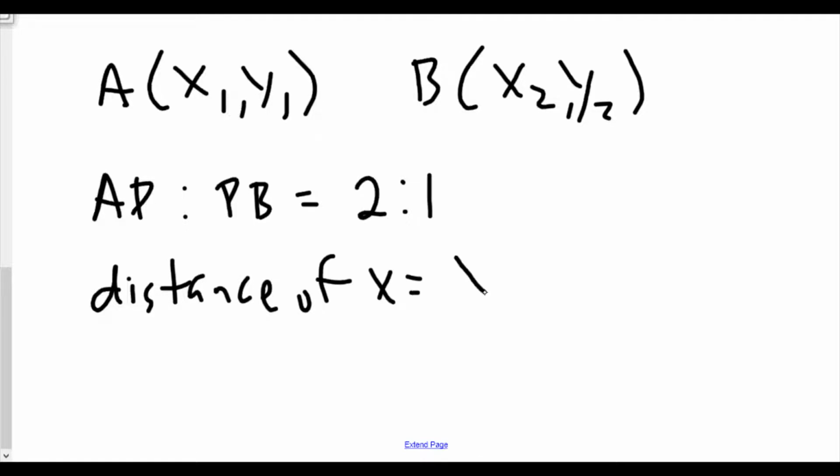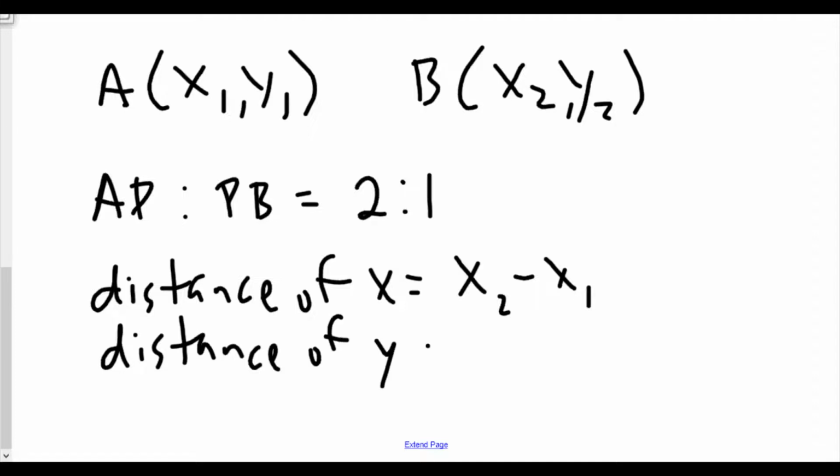Our distance of x is equal to x2 minus x1. So in this case, how far we're traveling from x1 to x2 is our difference. And sometimes it can be a negative value as well as a positive value. And our distance of y is y2 minus y1.